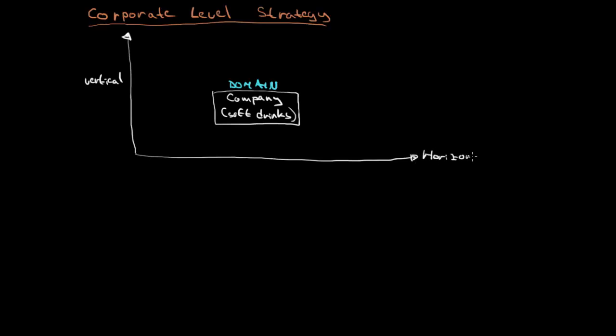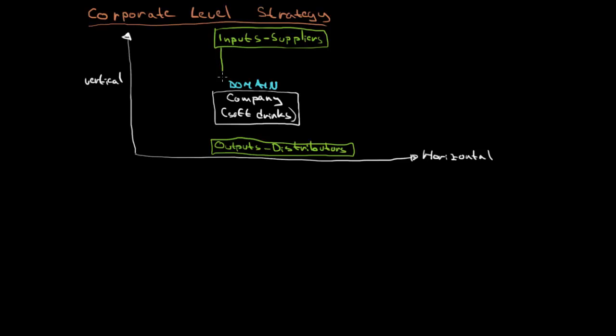So horizontal. In case of every company, there are some inputs. So here are going to be our inputs, and on the other hand, of course, there are some outputs. In case of our inputs, we have got our suppliers. That's fairly intuitive. And in case of outputs, we have some distributors. So here we are buying some inputs, and here we are selling. So that is our vertical aspect when we care about the domain of the company.